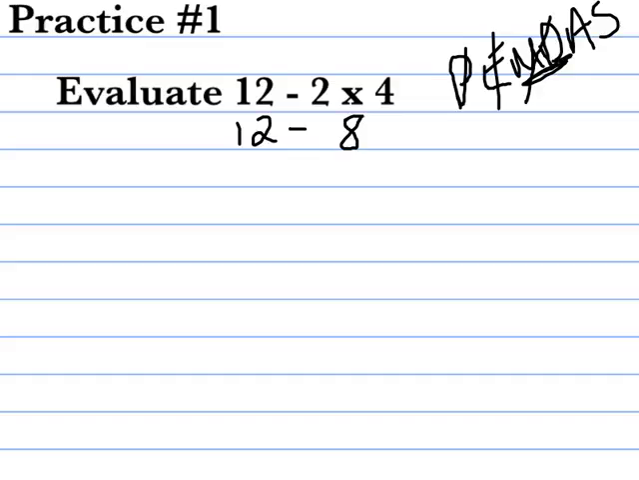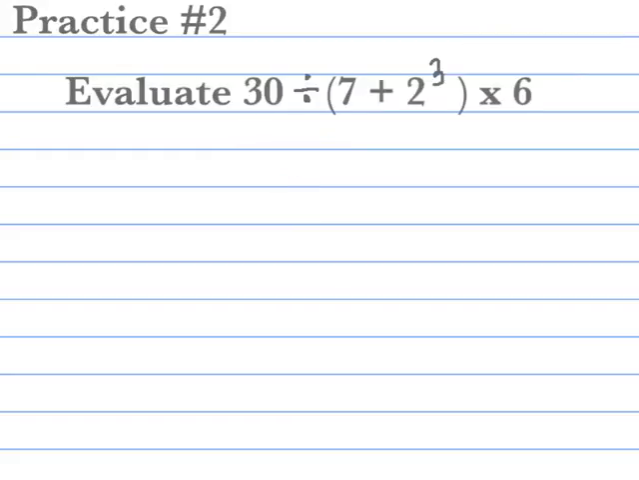And the last thing we look for is addition or subtraction, in which case the only thing we have left is subtraction. So if I go ahead and do 12 minus 8, I would get 4. Nothing else to do, and that means 4 is the value of 12 minus 2 times 4.